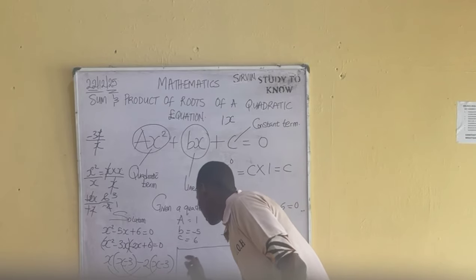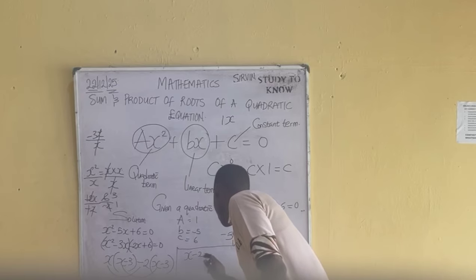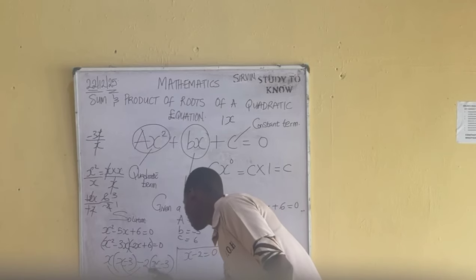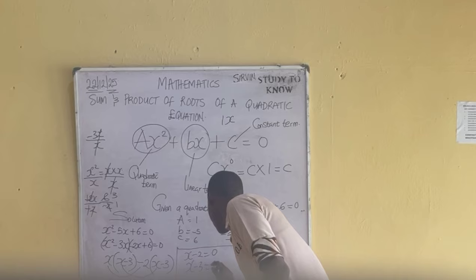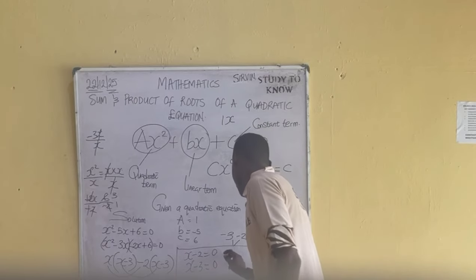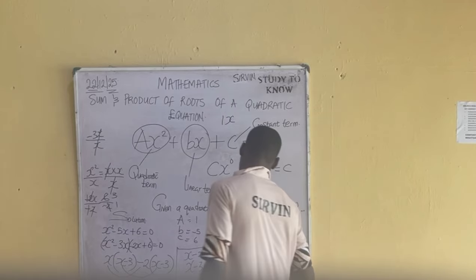We pick the outer one. So x minus 2 equals what? 0. Since this and this are the same, we just pick one. So x minus 3 equals what? 0. So let's call it equation 1 and equation 2.